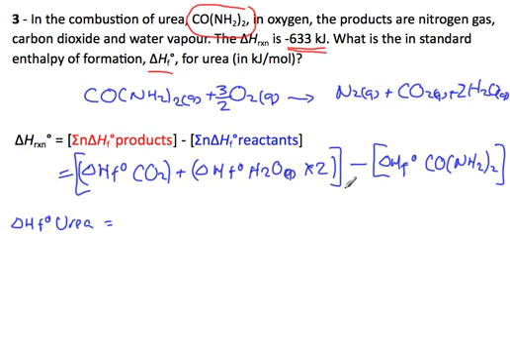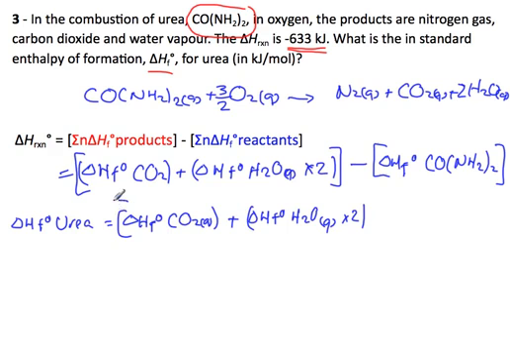So I'm bringing that over to the other side, so that makes it positive. There it is, positive. I'm going to have to get rid of this, so I'm going to minus delta H of reaction. So what I get is delta HF naught of CO2 gas plus delta HF naught of H2O gas times 2. And so there's my product still, minus delta H of reaction, which I already know.